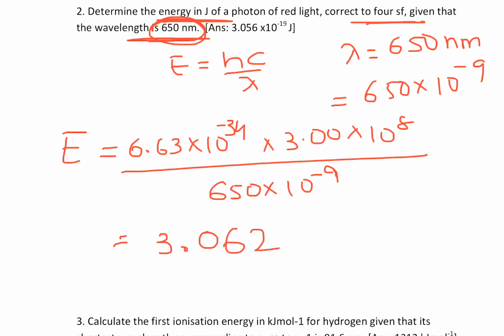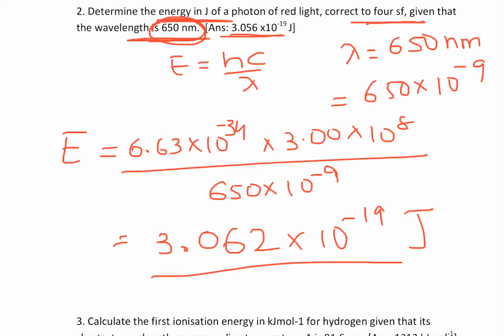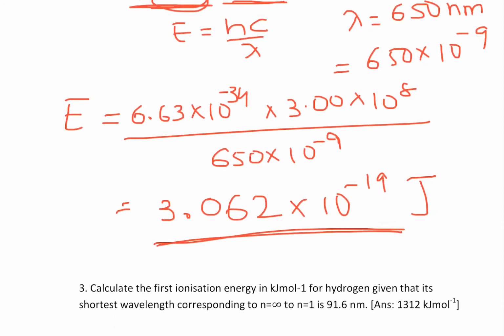So if you do that right, you should get 3.06 times 10 to the power of minus 19 joules. I just calculated, I got this one. I don't know if you'll be able to get that answer, but I used the calculated values. This is what I get. So 4SF, that's my answer.